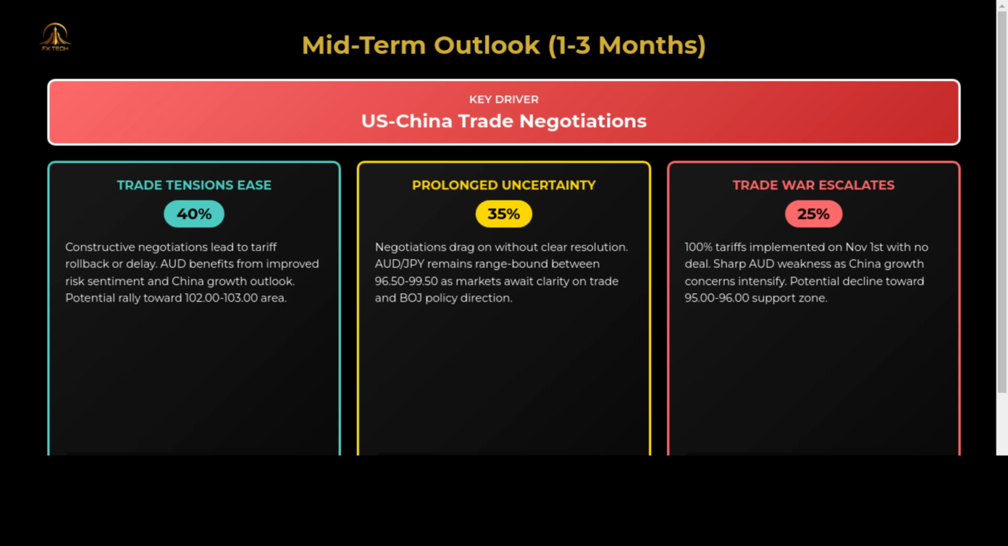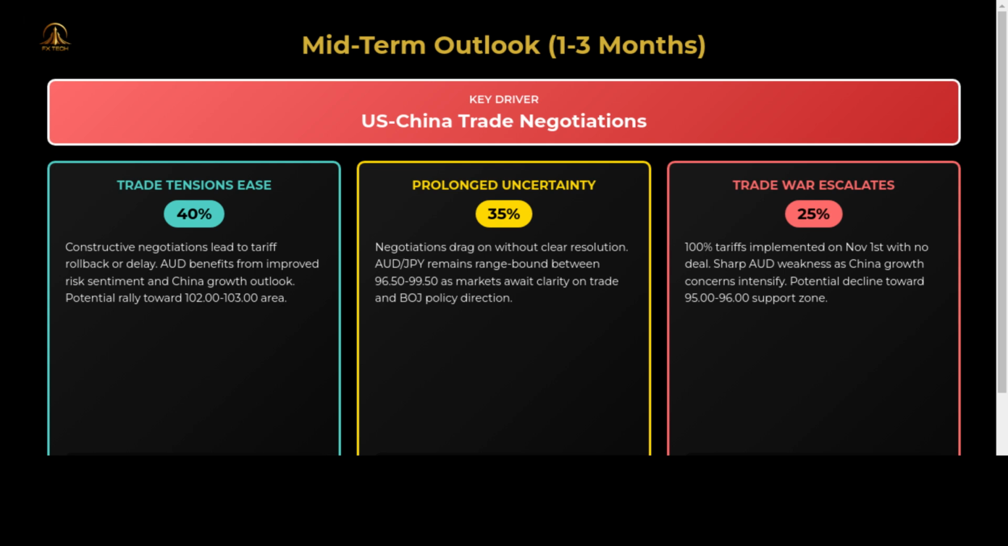Looking 1 to 3 months ahead, US-China trade negotiations are the key driver. We assign a 40% probability to trade tensions easing, which would see constructive negotiations lead to tariff rollback or delay, benefiting the AUD from improved risk sentiment and China growth outlook, potentially rallying toward 102.00 to 103.00.